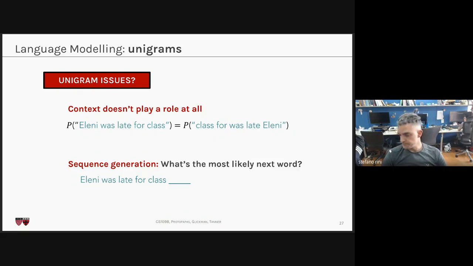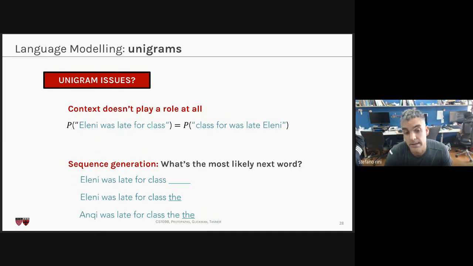And also, it doesn't give us any power when generating sequences, because if somebody gives us the partial sentence, like "Eleni was late for class," right? And we ask what is the next word, the model will always sample words from the absolute probability in the English language, right? So the most probable word in the English language is "the," right?